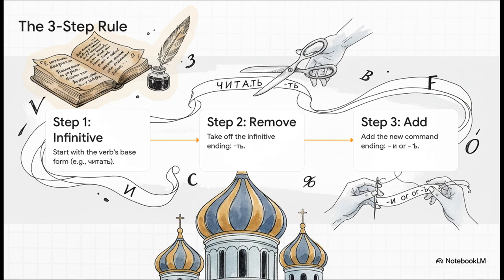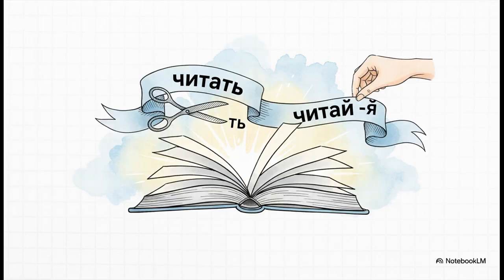Let's actually do it so you can see what I mean. Okay, let's take our first verb, to read. In Russian, that's chitat. Listen closely. Chitat. Let's say it again. Chitat. Now we follow our rule, and it turns into chitai. Hear that? Chitai. Okay, your turn to try. That's it, and that means read.